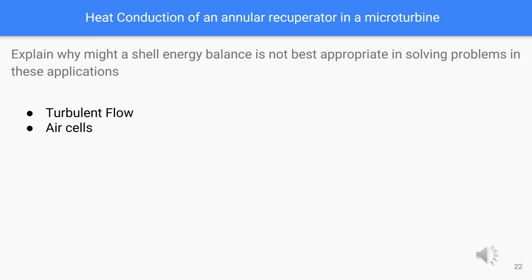Secondly, the problem analyzed the recuperator as a continuous solid. A recuperator consists of hundreds of air cells, which are fabricated from thin folded steel sheets. A more suitable approach would be to analyze the temperature distribution of a single fin. And thirdly, the shell energy balance only looked at heat conduction in the Z direction. However, in reality, temperature varies in the R direction as well.